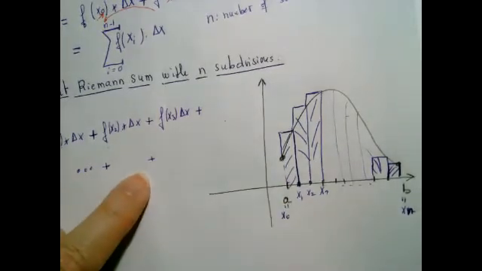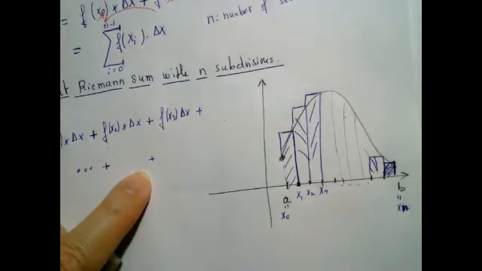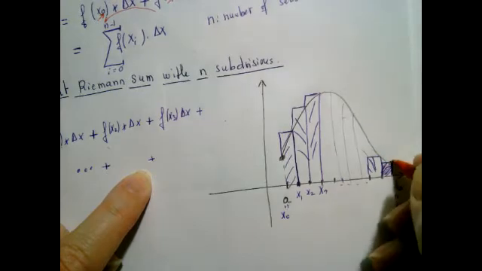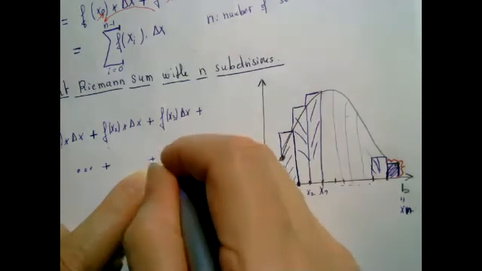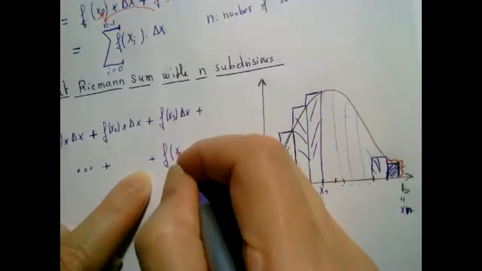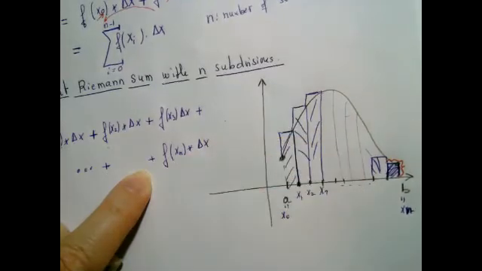What's going to be my last term? It means what's the area of my last rectangle? I think you should be more ready to give me the answer now. Who would like to give me the last term in my sum? Anybody? f of xn, exactly, because that's the height this time, and that's the width. So the last term is going to be f at xn times the width, delta x.